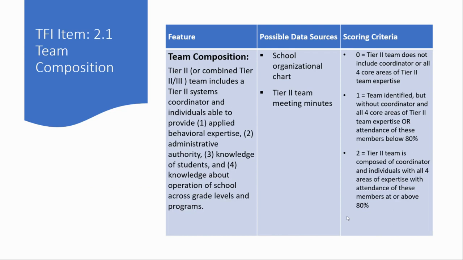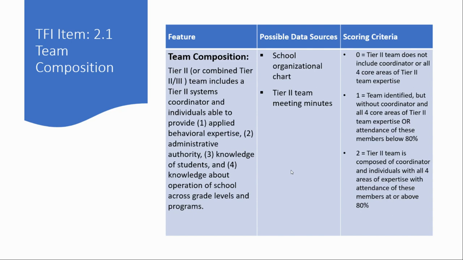So item 2.1 is going to look at team composition. The feature for this item says that the Tier 2 or the combined Tier 2 and Tier 3 team includes a Tier 2 systems coordinator, an individual able to provide 1, applied behavioral expertise, 2, administrative authority, 3, knowledge of students, and 4, knowledge about the operations of the school across grade levels and programs. Some sample data sources include your school organizational chart or the Tier 2 team minutes.